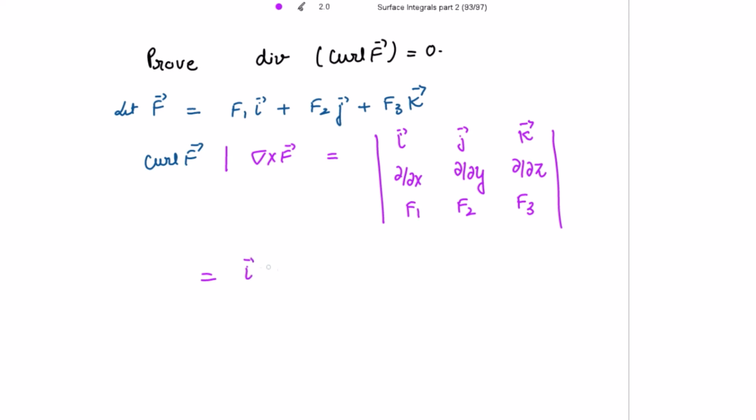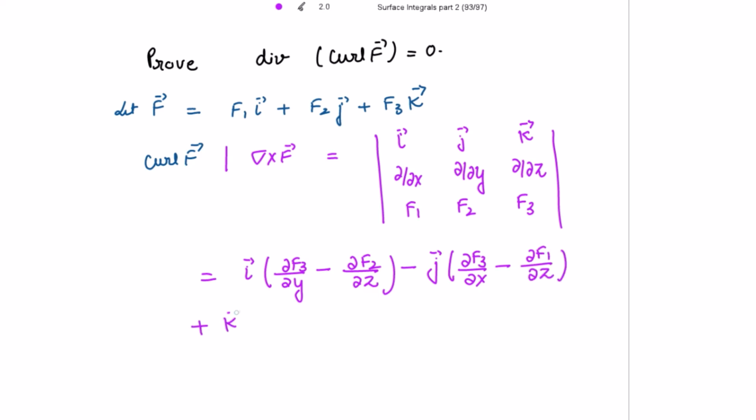So this is i vector, partial derivative of f3 with respect to y minus partial derivative of f2 with respect to z, minus j vector, partial derivative of f3 with respect to x minus partial derivative of f1 with respect to z, plus k vector, partial derivative of f2 with respect to x minus partial derivative of f1 with respect to y. Please mark this as 1.